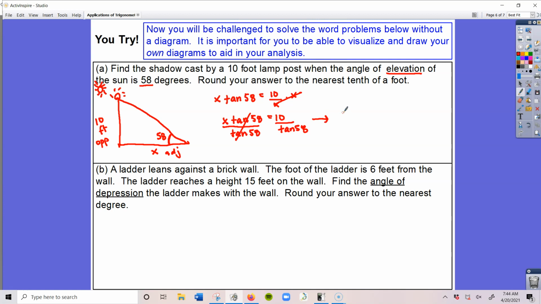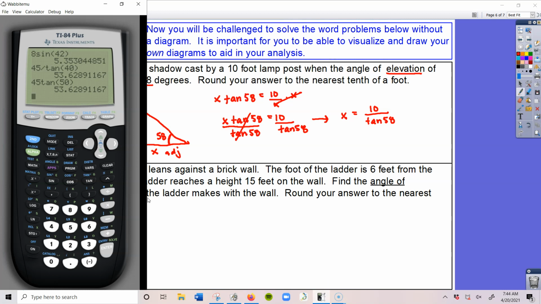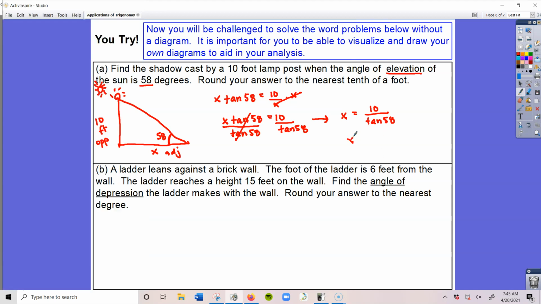So now we're ready to put this into the calculator. X equals 10 divided by tangent of 58. I come here, I'm going to do 10 divided by tangent of 58, and that gives me 6.24. And it says here to round to the nearest tenth, so that's 1 decimal point. So X is going to equal 6.2, and then our units here, which is feet. So that would be the length of the shadow.